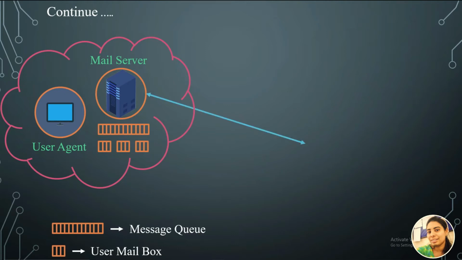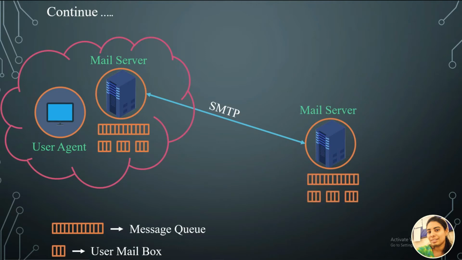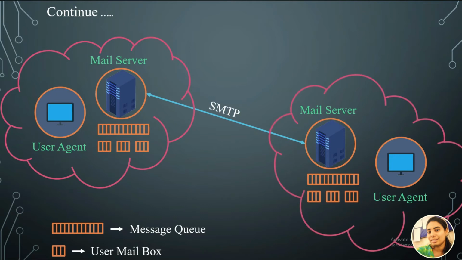So now what happens at the receiver side? At the receiver side, the mail server will receive that mail and forward it to the mailbox of the particular client. Now, whenever the client wants to read that mail, with the help of the user agent, it will retrieve the mail or message and can perform different actions on that particular message.